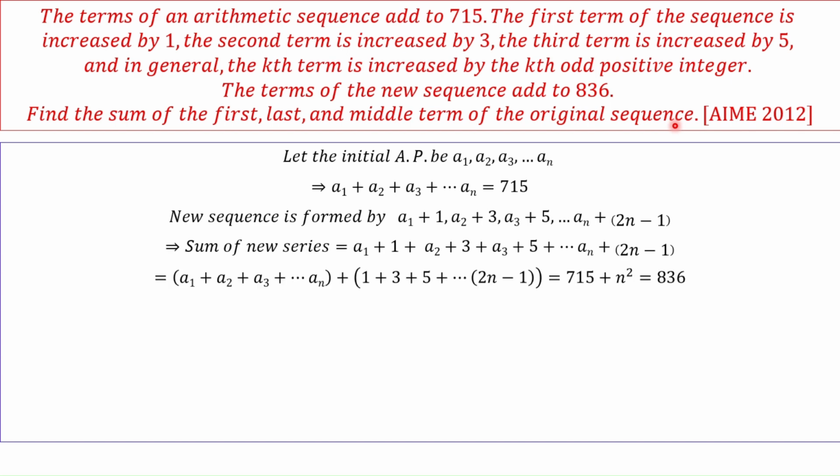So we know the first part, we have 715 for the sum A1 to AN. The second part is 1 plus 3 plus, basically the sum of the first n odd numbers, which is nothing but n square, we know. So 715 plus n square equals 836. Now it is very simple to solve this problem. So n is 11. So the midterm is basically the 6th term.